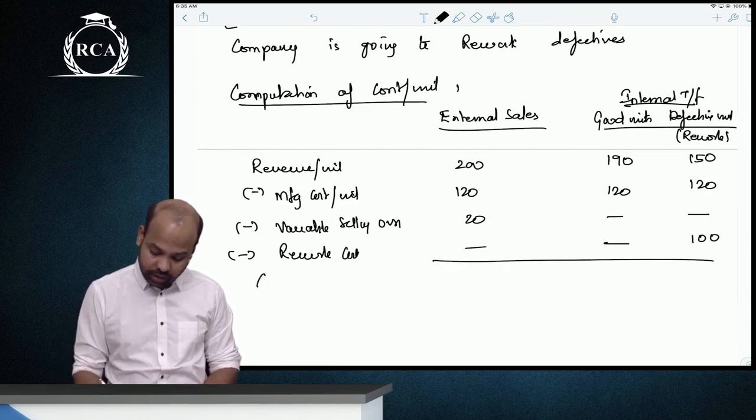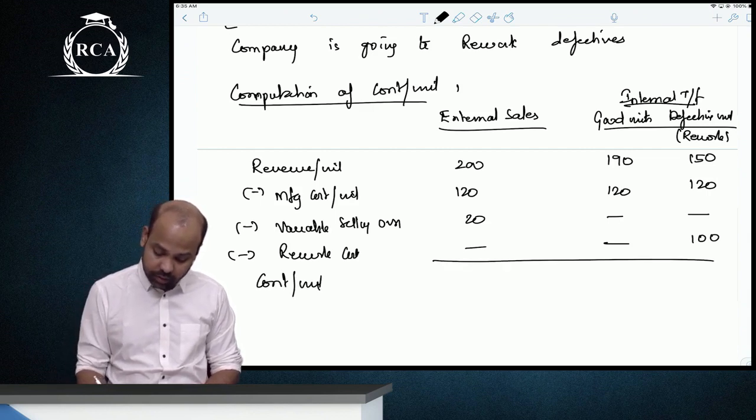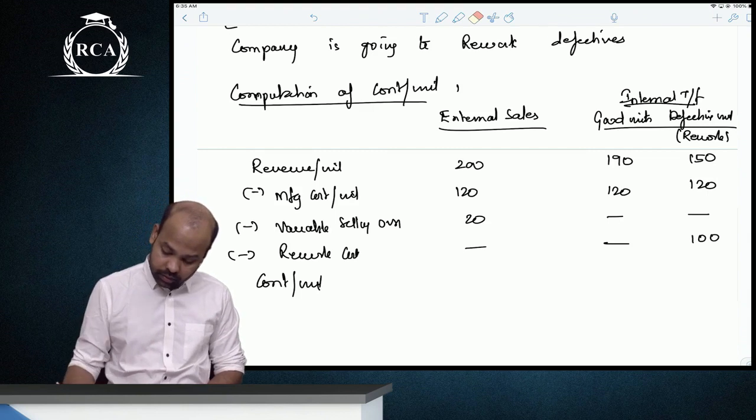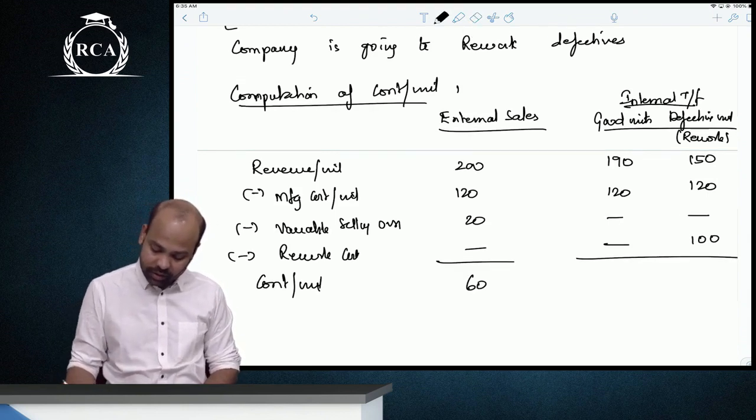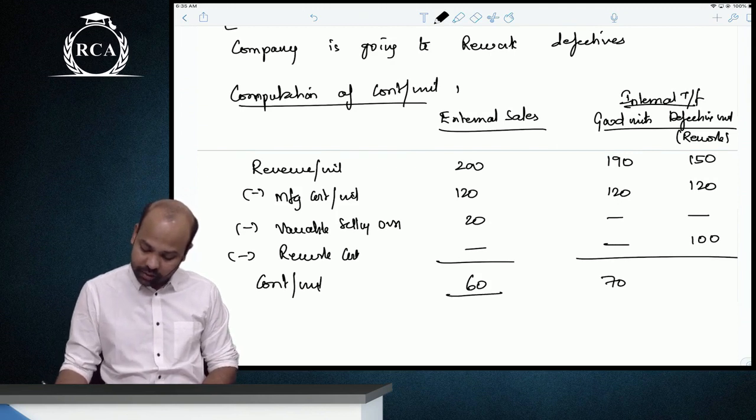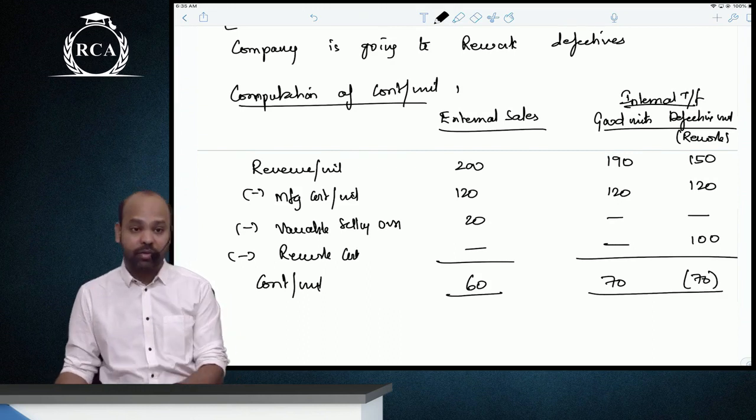Now guys, if you look at the contribution per unit, here I'm going to get 60 rupees. Here I'm going to get 70 rupees. Here I'm going to get negative 70 rupees. Wait guys, before you jump to conclusions.